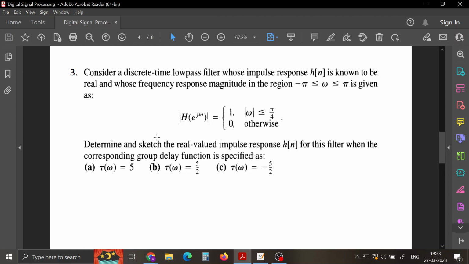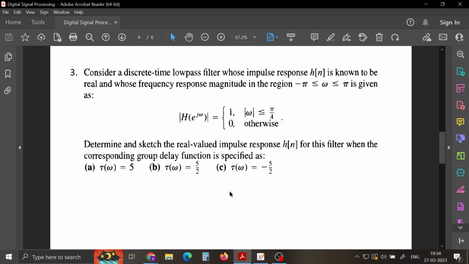So third problem, we have been given a magnitude response for a discrete time low pass filter. Okay, it's an ideal low pass filter, and its impulse response is small h of n, which is what we need to find, and also make an approximate sketch of that impulse response. And it is given that the impulse response is real valued. You see, determine and sketch the real valued impulse response for this filter for 3 cases.